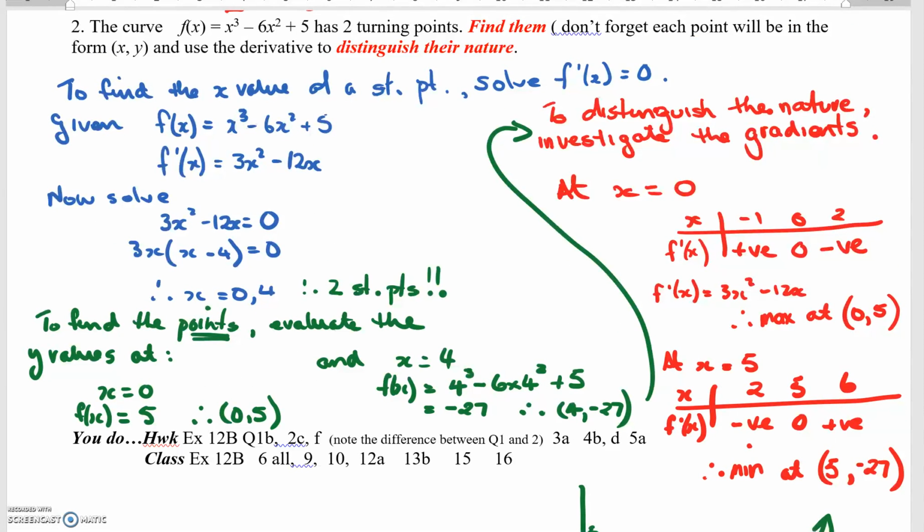Example 2 is much more typical. So let's just get an understanding of what the question's about. It says the curve, and you're given the actual function or the y values for the curve, x cubed minus 6x squared plus 5 has 2 turning points. Now, some of this should be rather familiar.